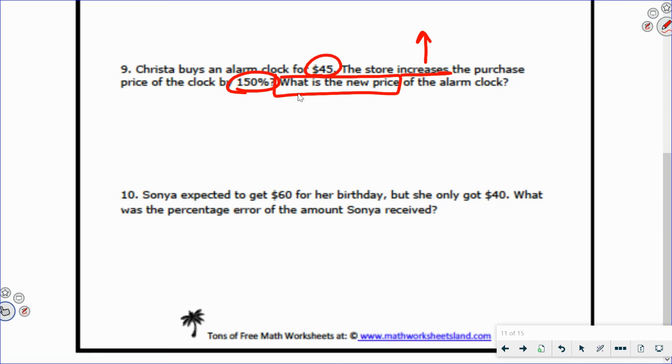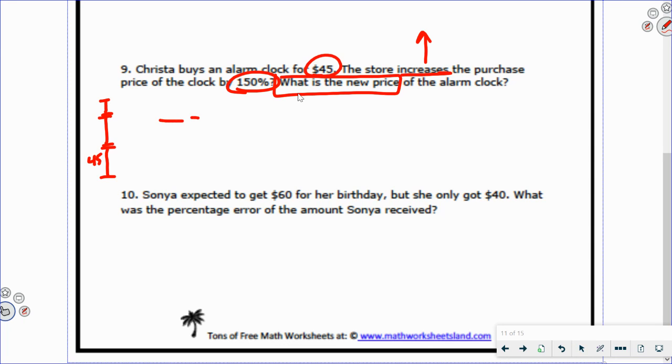Now I want you to think about that. Here's the price, $45. We don't just increase one whole of these and put it on top. We increase a whole and a half. In other words, 150% higher. So perhaps you want to make a guess at that point. All right, 150%. The original or total price of the alarm was 45. Let's find the new thing.